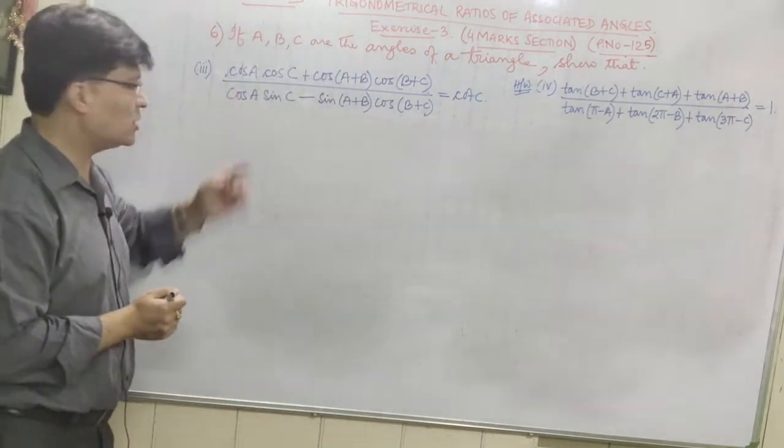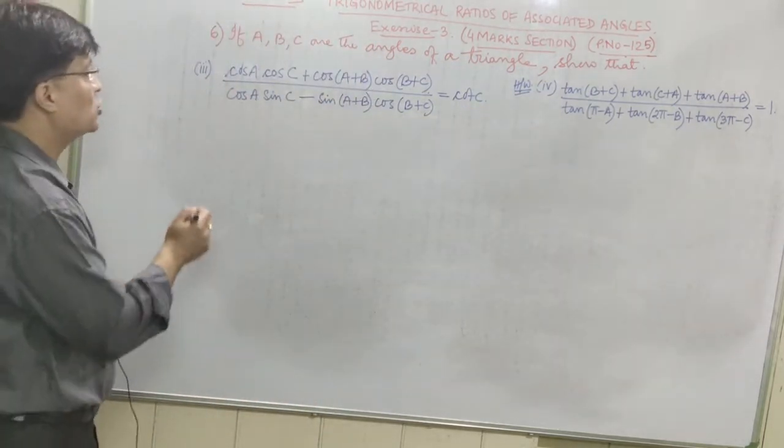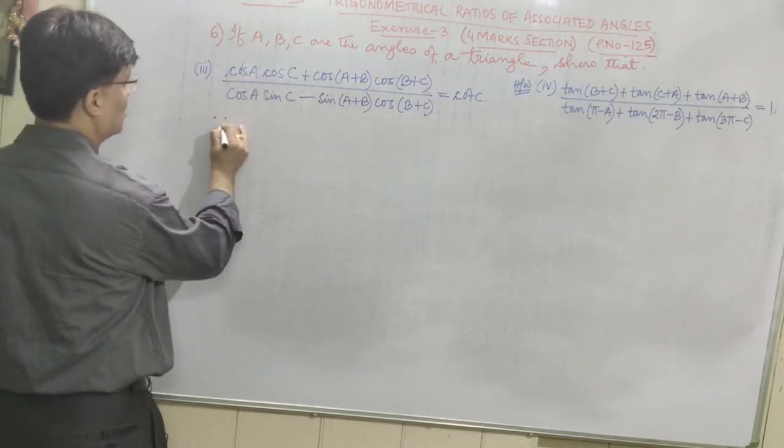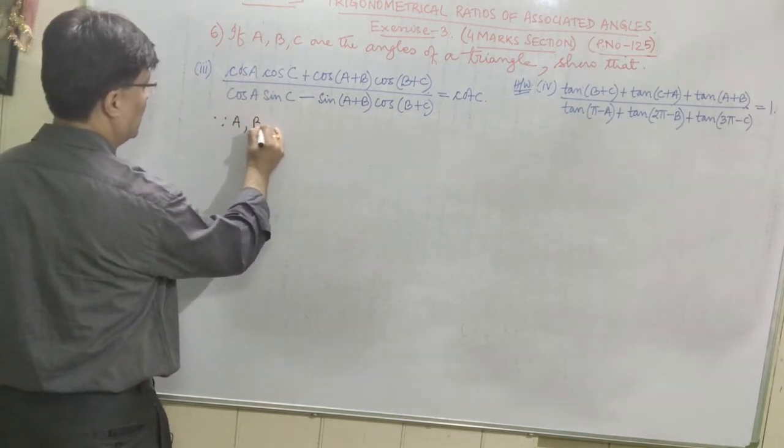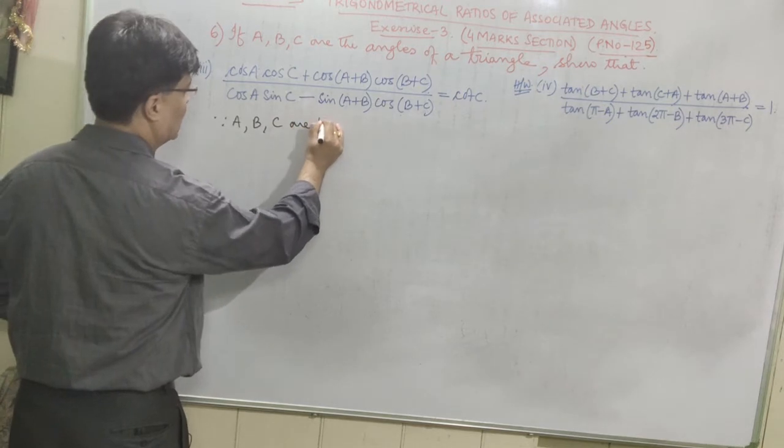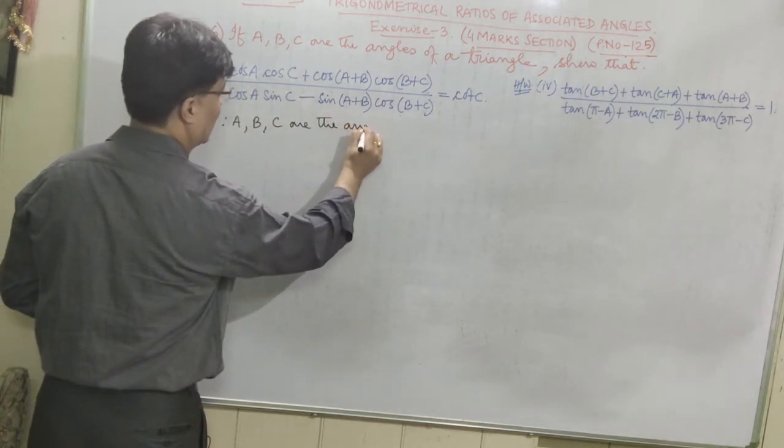So let us do this problem out here, number 3. So here also, what is given? So you should write A, B, C are the angles of a triangle.